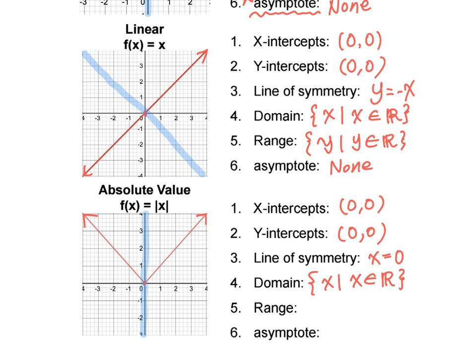What about then the range? Can you tell this graph never goes below that green line, which is the x-axis, right? So that means y has to always be a positive number. So y such that y is greater than or equal to 0. And there is no asymptote.